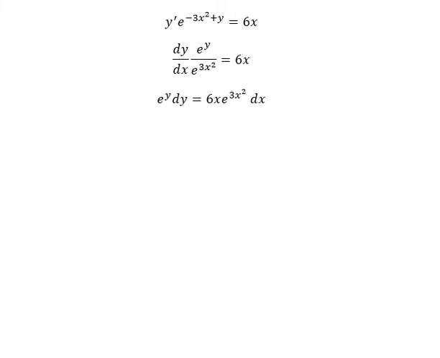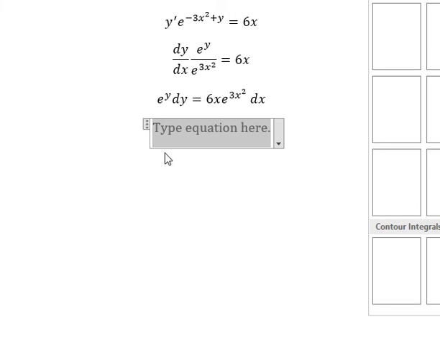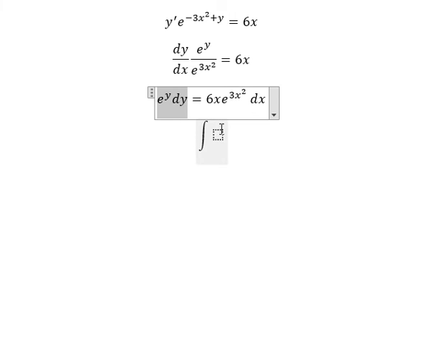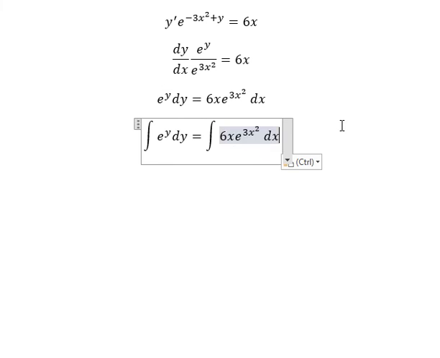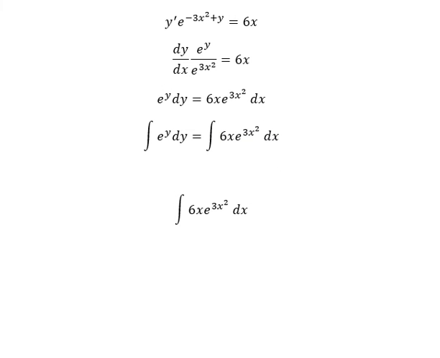Next, we put the integration on both sides. Now I will concentrate on this one. We need to use integration by substitution. So I will put u equal to 3s squared.